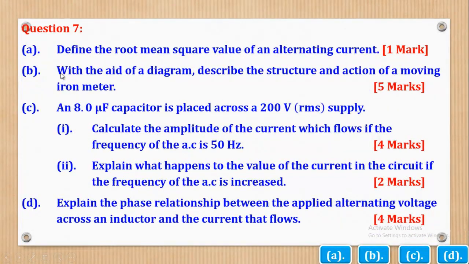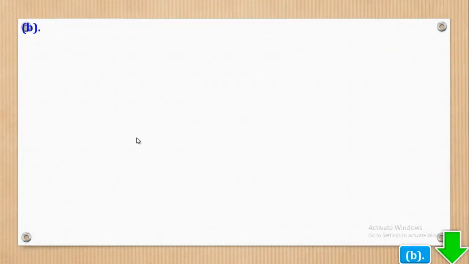Part B says, with the aid of a diagram, describe the structure and action of a moving iron meter. So in this case, they didn't specify whether it is repulsion type or attraction type. So in this video, we are going to do both approaches. Whether you do repulsion type or attraction type, any is okay. So let's start with the repulsion type. We shall need a diagram.